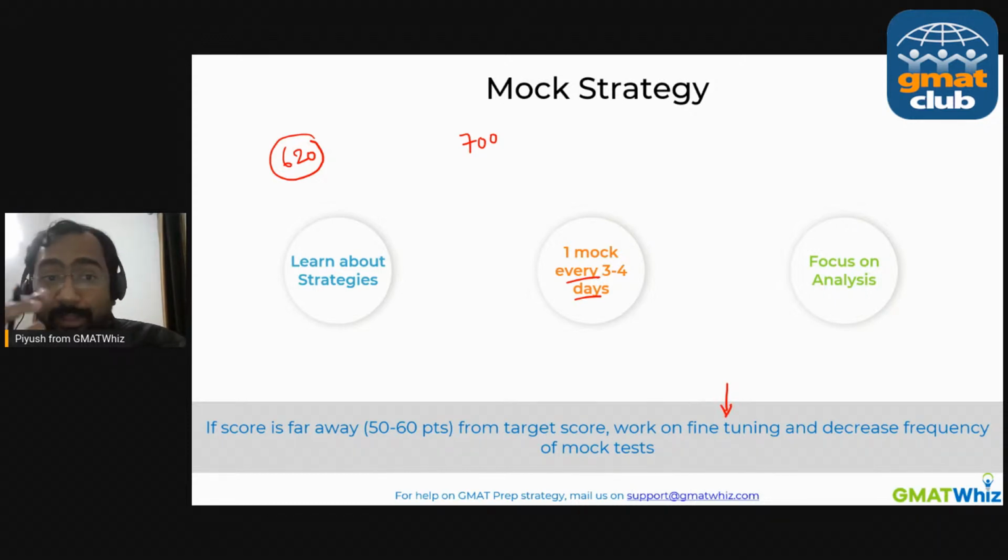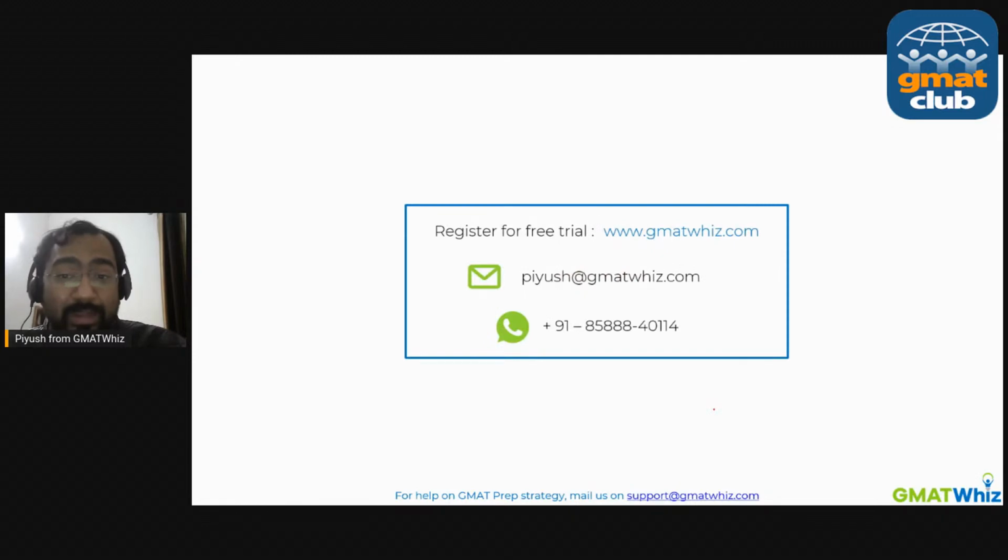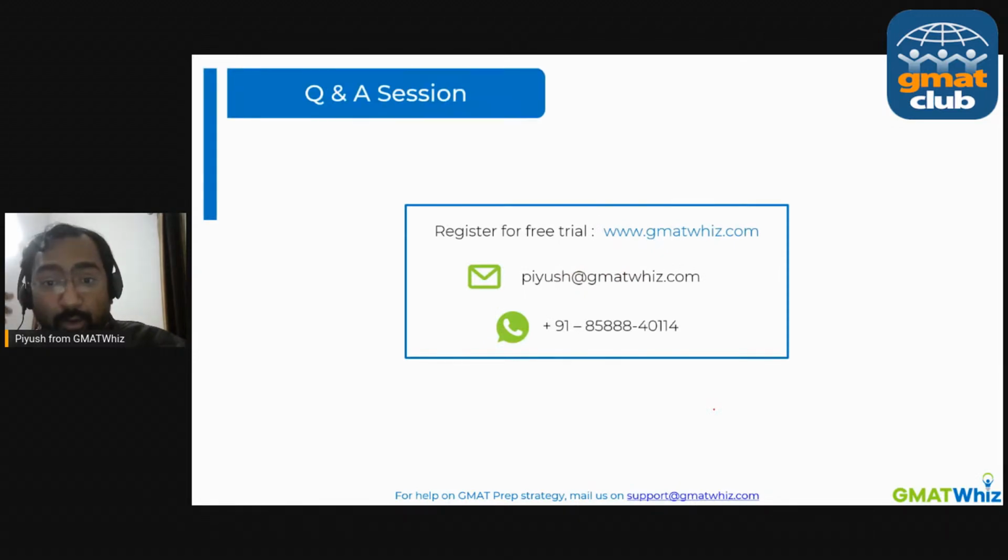Because unless you work on them, there's no magic that is going to happen. You're not going to see an improvement in your mock scores. Okay, so with that, it brings me to the end of the session. I am hoping that it gave you a crystal clear picture of how to go about your preparation, what strategy you should follow, and how you should create an action plan.